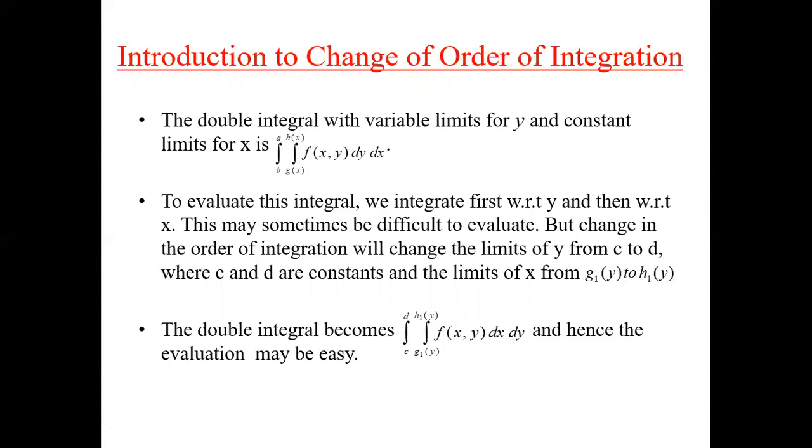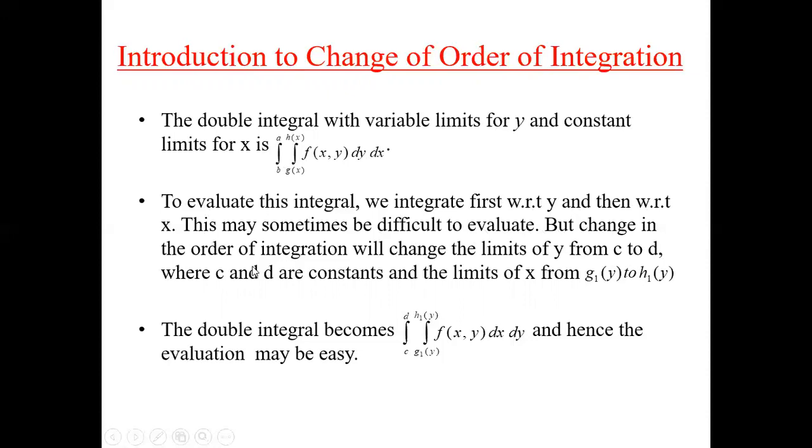The double integral with variable limits for y and constant limits for x. So these are the variable limits for y. These are the functions of x. Therefore, first I'll have to integrate with respect to y. This is f of x, y. First I'll have to integrate with respect to y and then with respect to x. So this order of integration is first with respect to y and then with respect to x. To evaluate this integral, we integrate first with respect to y and then with respect to x. This may sometimes be difficult to evaluate. So in the given order, it becomes difficult to evaluate.